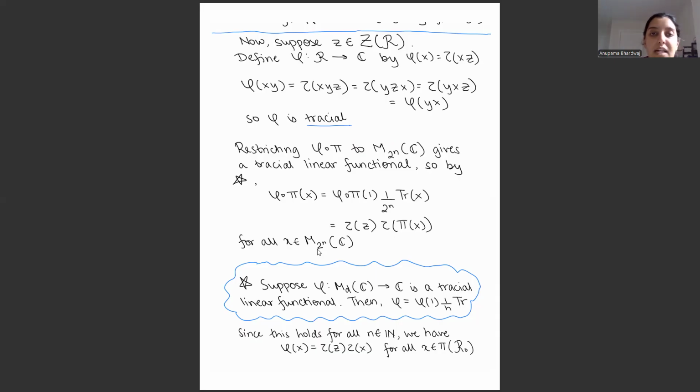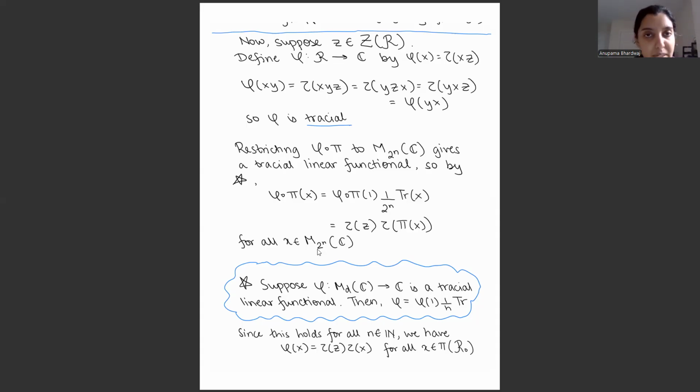I define a linear functional from R to C given by phi of x is equal to tau of xz. Again, there are many different functionals that are getting constructed, so let me know if you have any questions. So I'm defining phi of x as tau of xz where z is in the center of R. I want to show now that this linear functional is tracial. How do I go about doing that?